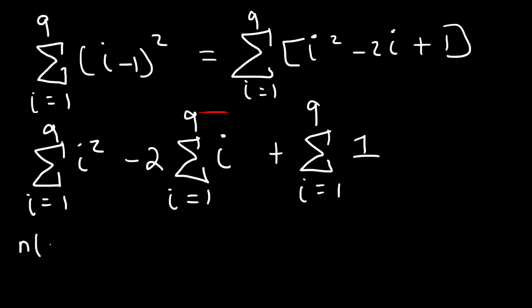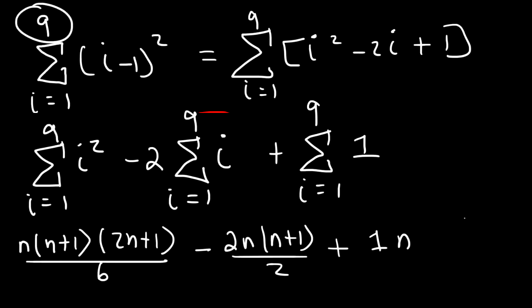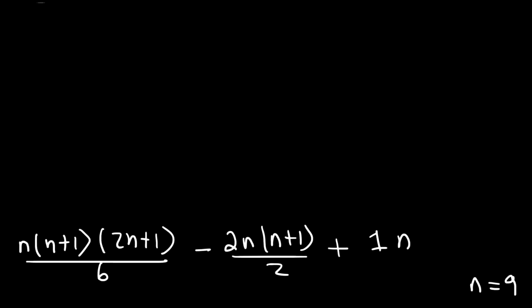So now let's employ the appropriate formulas. So for i squared, it's going to be n times n plus 1 times 2n plus 1 divided by 6. And then minus 2 times the formula for i, which is n plus 1 divided by 2. And for the constant, it's just going to be the constant times n. And keep in mind, n is equal to 9 for this problem. So on the left, it's going to be 9, and then 9 plus 1 is 10. 2 times 9, which is 18, plus 1, that's 19.